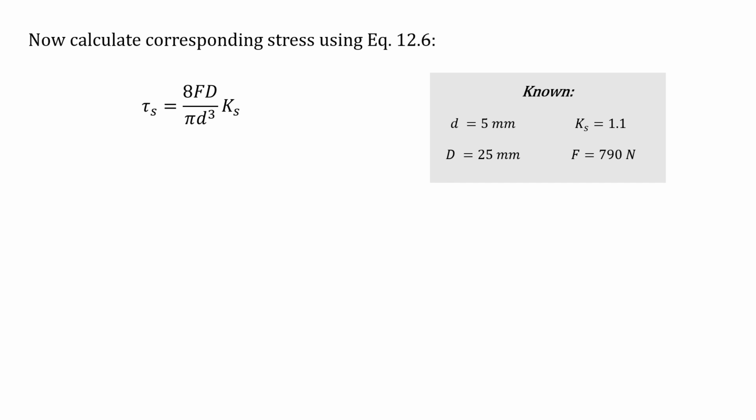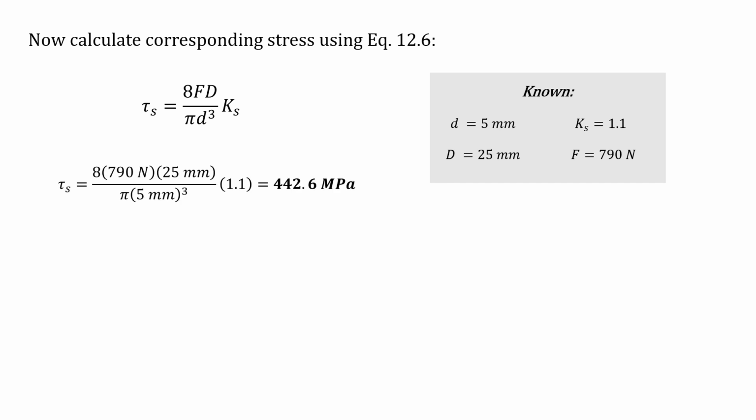So now we need to calculate the corresponding stress from our equation 12.6 that we outlined before, and then compare it to our values for shear stress for the spring at the solid state that we went over in the first slide for the question. So we have our equation for the shear stress, and we have all our known values: our small diameter, our large diameter, our Ks factor that we just found, and then our force for the spring at the solid position is 790 that we found before as well.